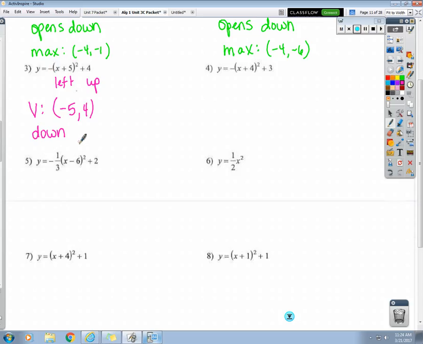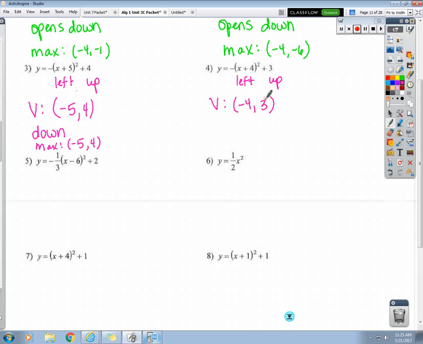And then a parabola that opens down, is it going to have a max or a min? A max, and isn't the max always going to be the vertex? Or if it's a min, it'll be the vertex? Okay, number 4. What kind of shifts is it going to make? Correct. Left 4, up 3, which means the vertex is going to be where?